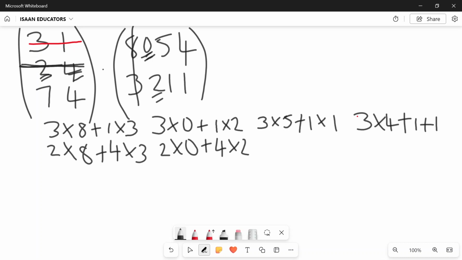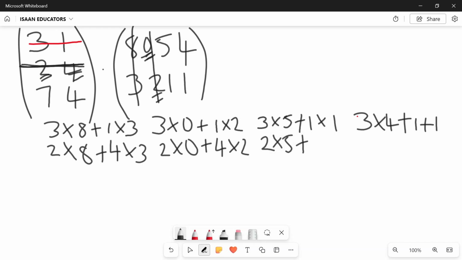So basically we have multiplied the elements in the second row in the first matrix with the elements in the second column in the second matrix. We still proceed. We are going now to take 2 multiplied by 5.